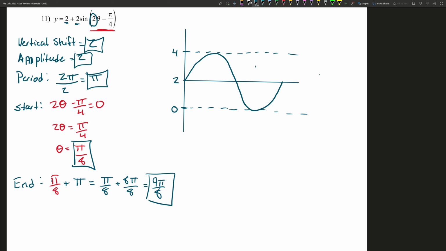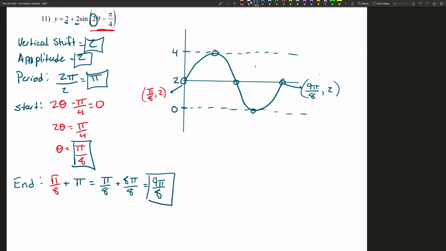All right, so this start point, we already have all of it, right? So that's pi over 8, comma 2. This endpoint, again, we already have this. This is 9 pi over 8, comma 2. And we need to find our maximum, our minimum, and in between.